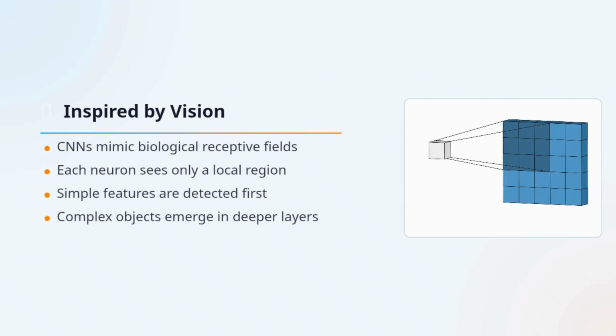CNNs are inspired by the way the visual system in the brain works. In biological vision, each neuron responds to a limited region called a receptive field, and CNN neurons do something very similar. Early layers usually notice simple patterns like edges and curves, while deeper layers combine them into shapes, faces, or objects. In a very real sense, CNNs help give computers a form of sight.